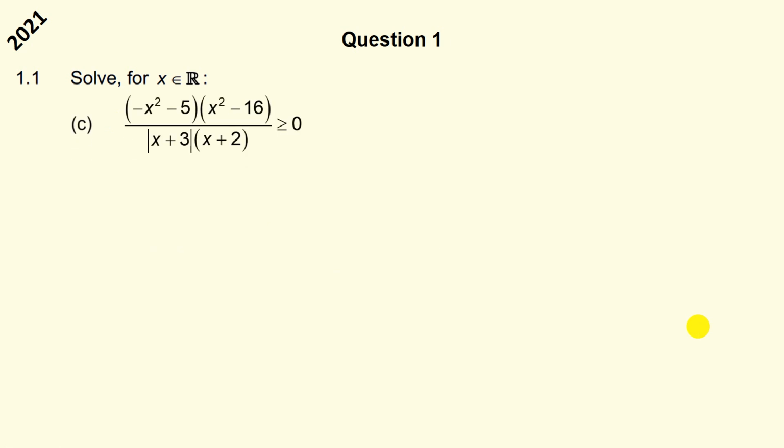Here is a rational inequality. We can't just multiply through by the denominator, remember, because these are variables and we don't know whether they're positive or negative and whether or not we need to flip the greater than or equal to sign.